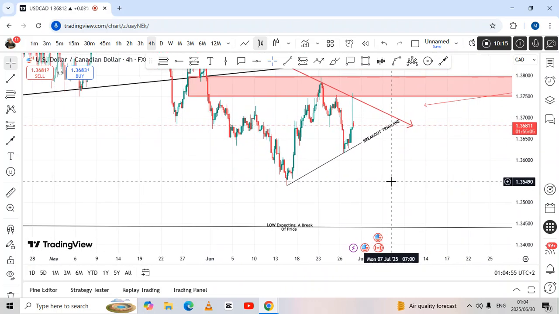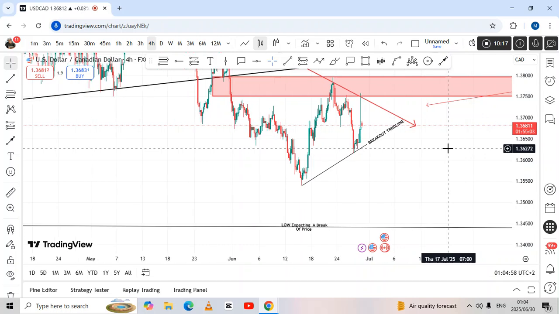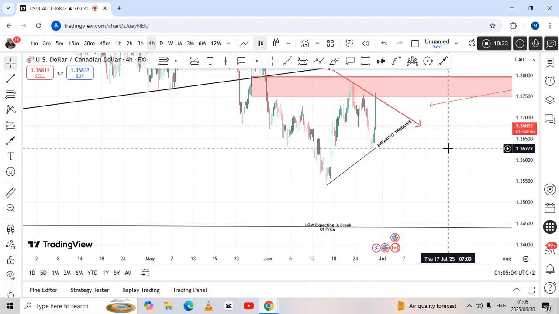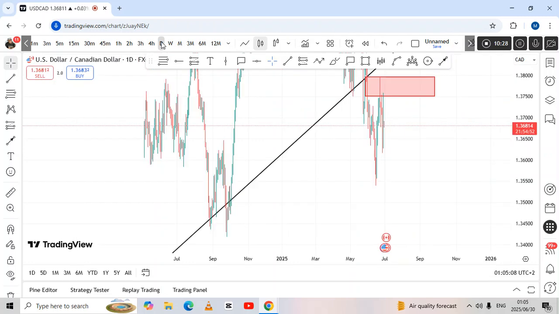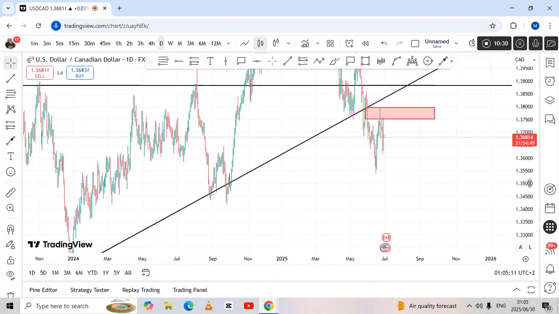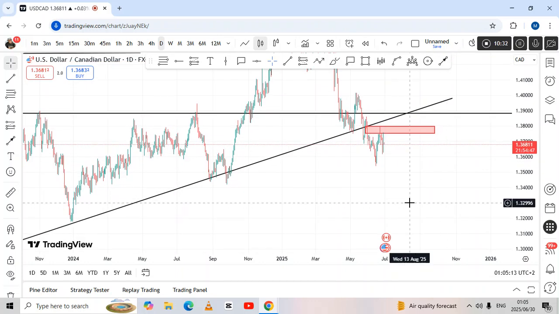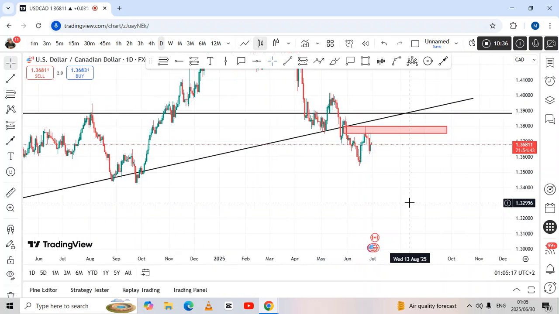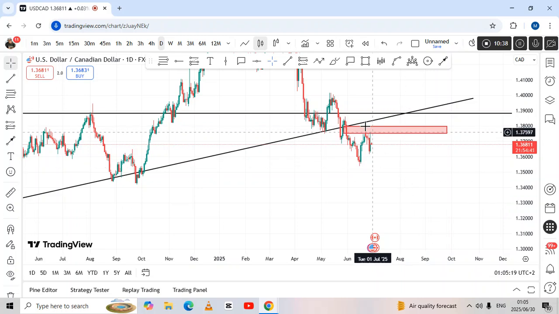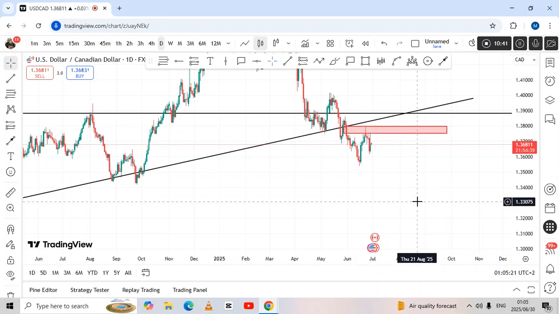This is USD CAD using the same strategy that I'm using on indices. So the same strategy that I use on indices is the same strategy that can still work on currency pairs. It doesn't matter whether you are trading currencies or whatever. The strategy is 100%, guys. All you need is patience and proper risk management.